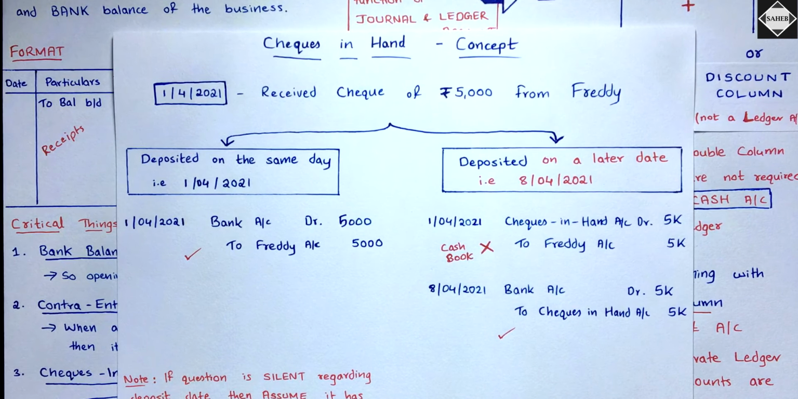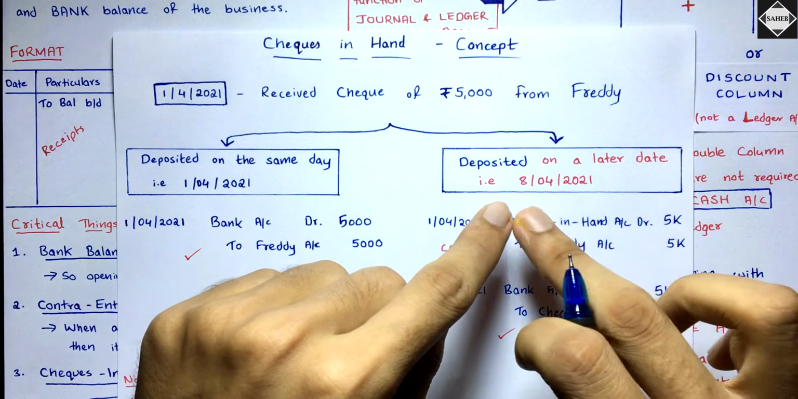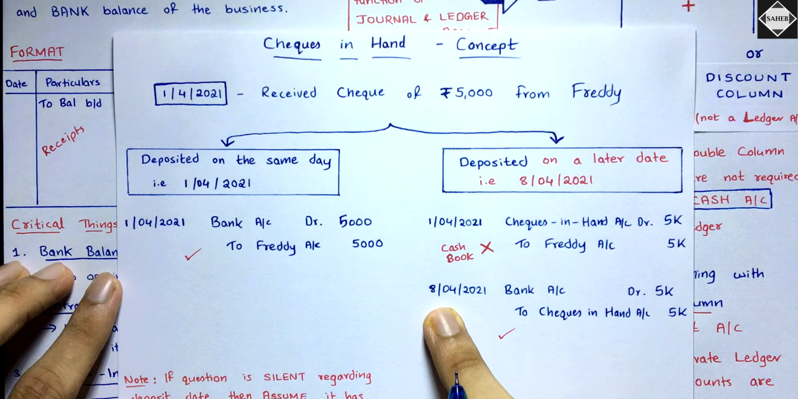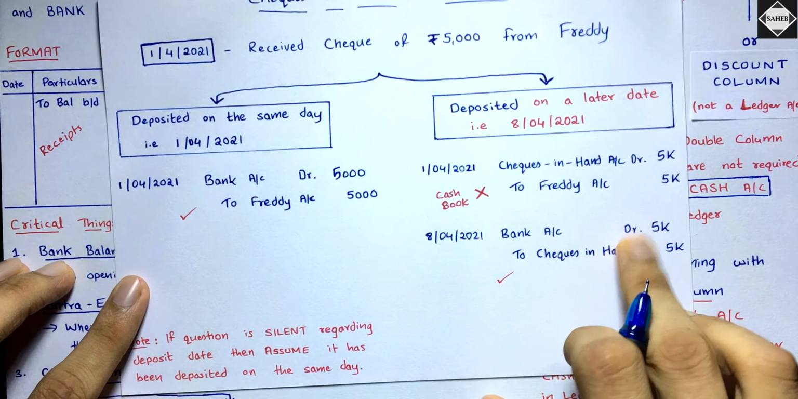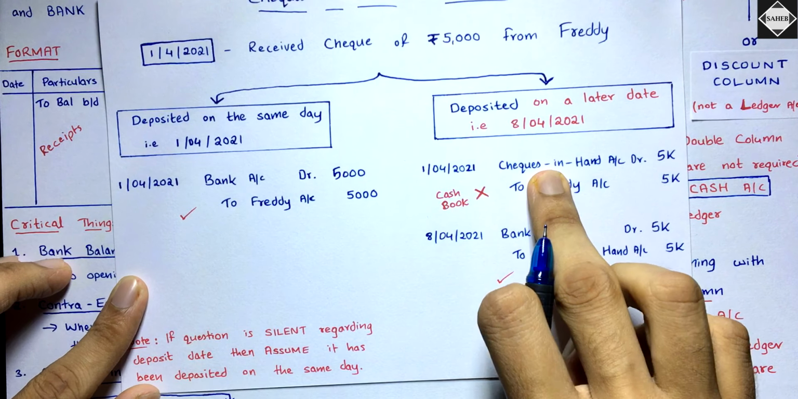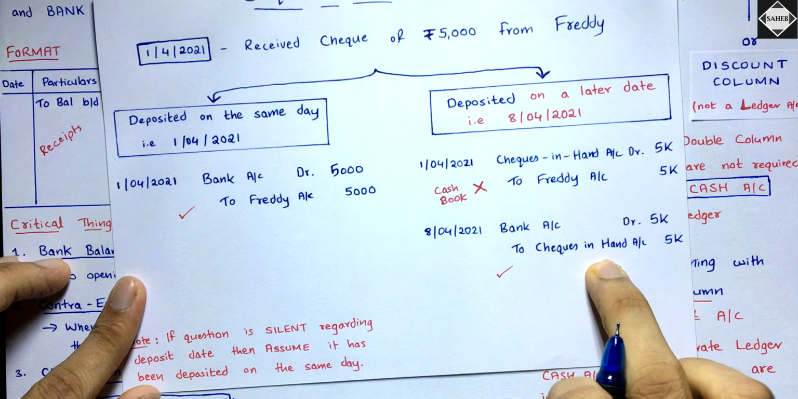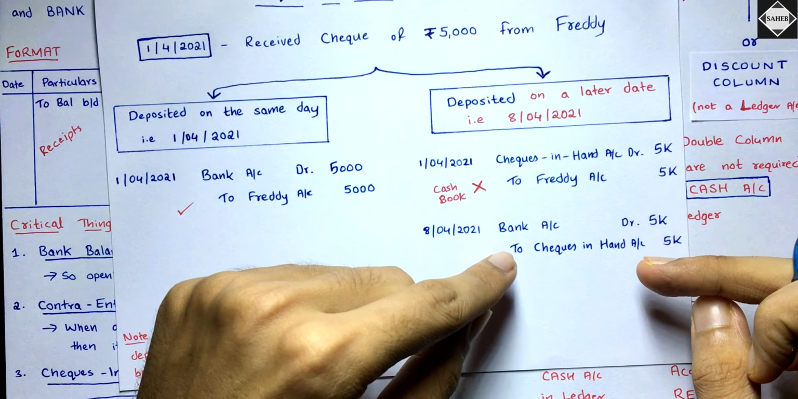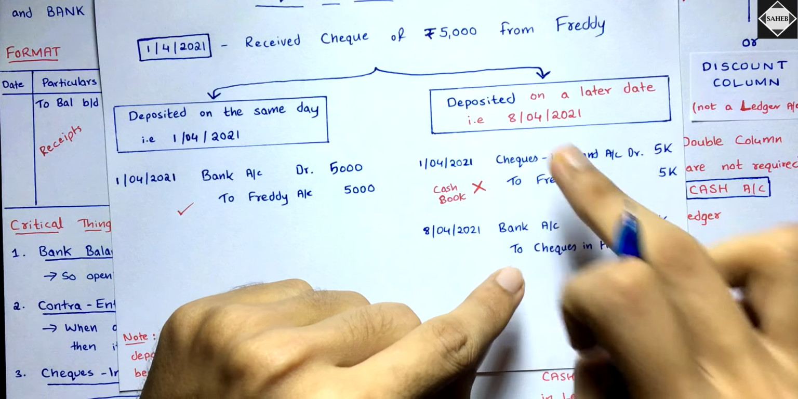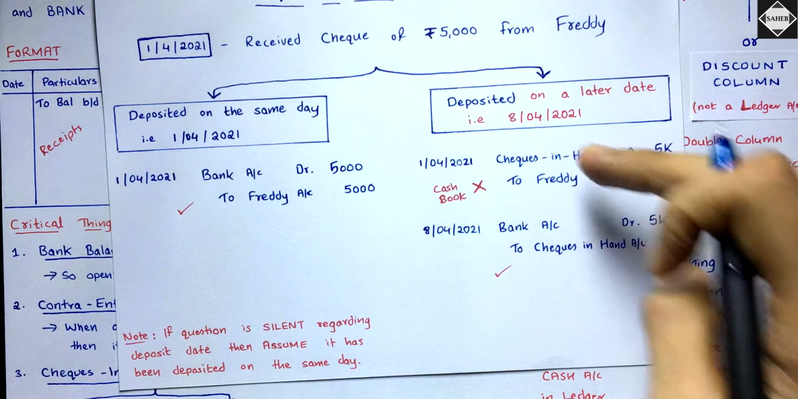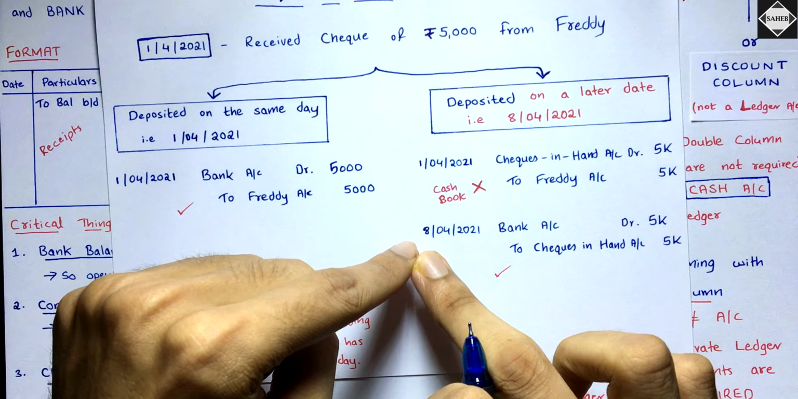What will happen then? The check is deposited on a later date, on 8th of April, right? So on 8th of April, the simple general entry, if there was no subsidiary book, would have been bank account debit to Cheques in hand account. The Cheques in hand account, the dummy account which you created, you will cancel by an equal credit, because that check went into the bank. You deposited the check on the 8th of April, so you cancel the Cheques account by making an equal credit, and the bank balance has been increased on 8th April.